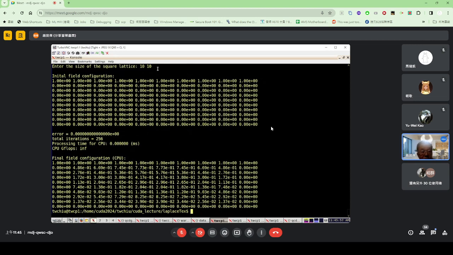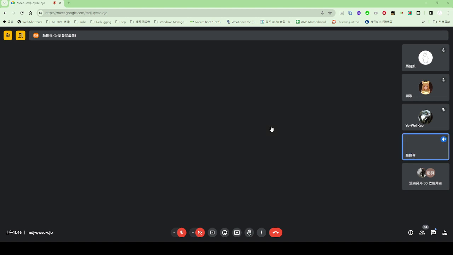Now, it took 256 iterations. And the processing time is so little that I cannot even measure the time in milliseconds. So this is the initial field configuration. You see, this is the 1 here, and all others are 0. And then this is the solution. That is not a very precise number, you see, this is only up to 2 decimal places.